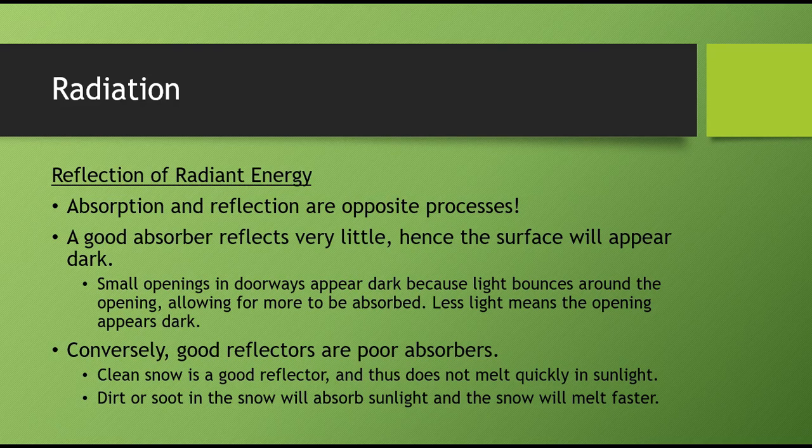Conversely, good reflectors are poor absorbers. So lighter colors do not absorb as much heat energy as darker colors. Clean snow is a very good reflector of energy, and so it'll reflect away a lot of sunlight and will not melt as fast. Dirtier snow will melt much quicker. The dirt and things inside the snow will absorb more of the energy. The snow will melt away much faster.